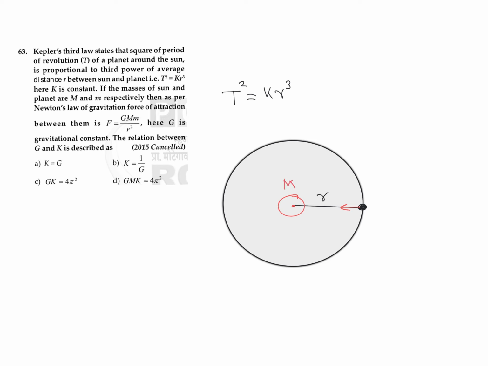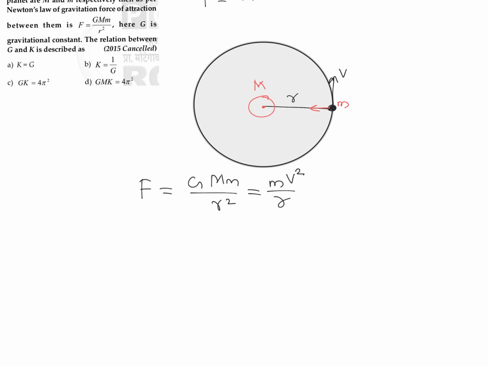Let the mass of the sun be M and the mass of the planet be small m. The gravitational force is GMm divided by r square. This provides the centripetal force. If it is moving with velocity v, the centripetal force is mv square divided by r. We equate the gravitational force to the centripetal force, cancel the m and one r, and get the orbital velocity v equal to the root of GM divided by r.